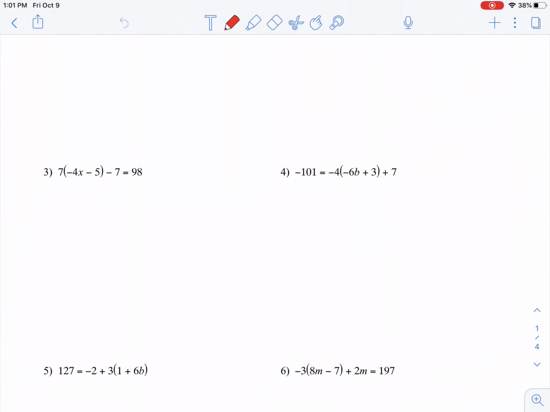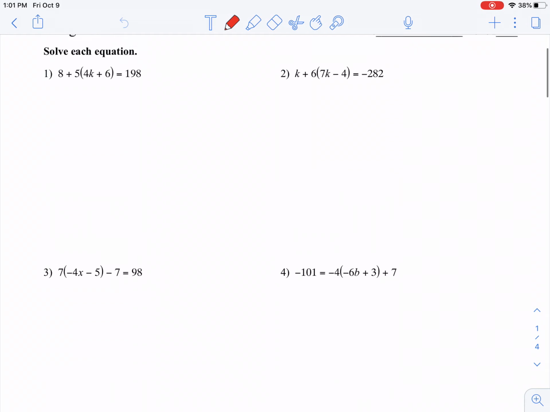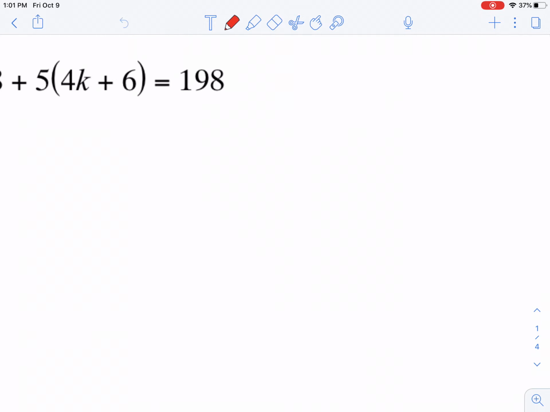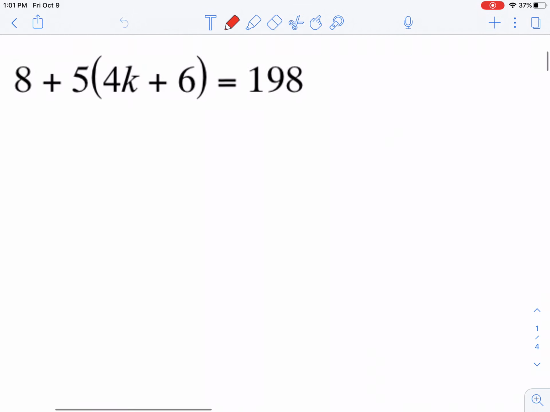This is quarter 2, week 1, lesson 5. Today's problems will involve using all of the skills that we've learned this week. So the first thing that you're going to do on big problems like this is you're going to simplify.